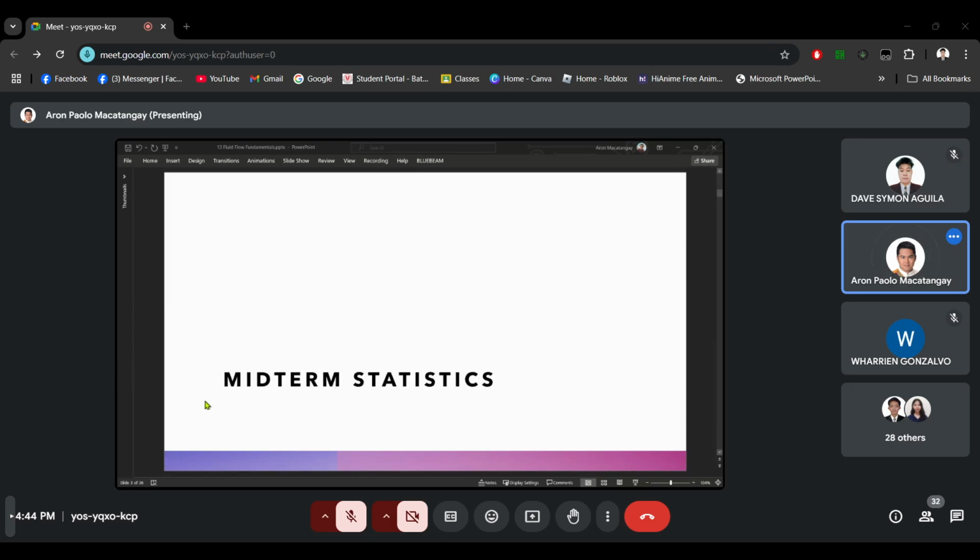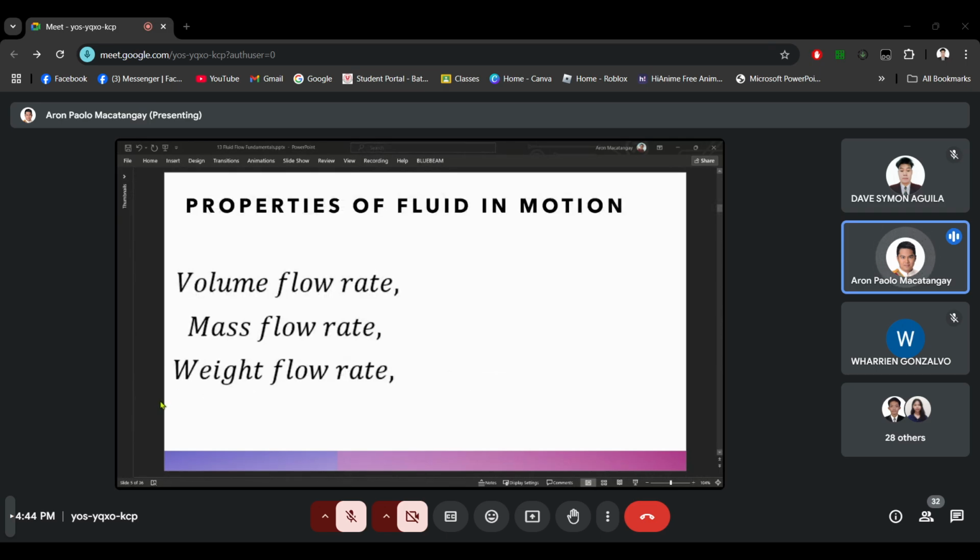Okay, so if no more questions, then we move forward to a quick review of rate of flow. Rate of flow is something we discussed last week. It is the quantity of fluid that is flowing through a point over a unit of time. We said we can express it in three different forms: volume flow rate, mass flow rate, and weight flow rate.